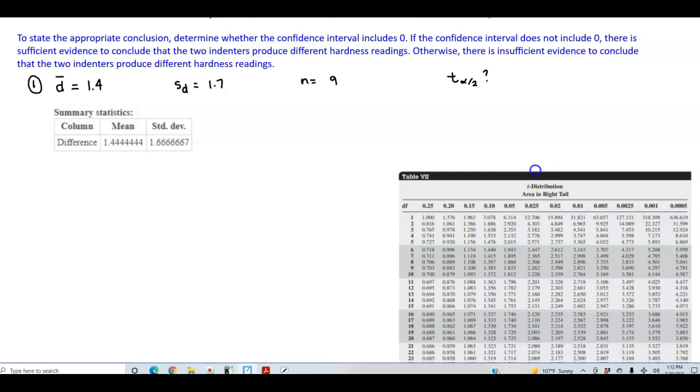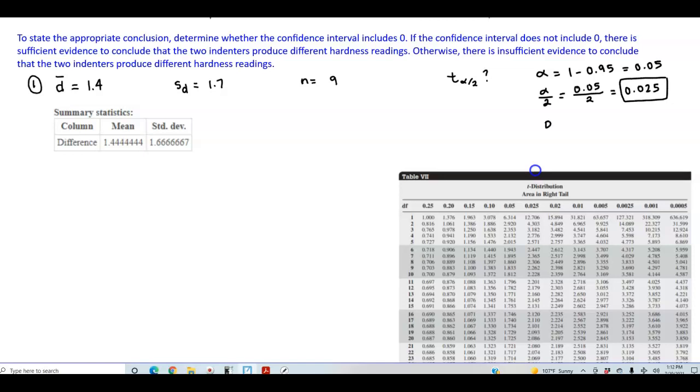Well, the first thing we need to know is what is alpha? Since we're constructing a 95% confidence interval, we take 1 and subtract 0.95, which gives us 0.05. Then we need to take that alpha and divide it by 2. So if we take that 0.05 and divide it by 2, that's going to give us 0.025. So therefore, there is the area that we need.